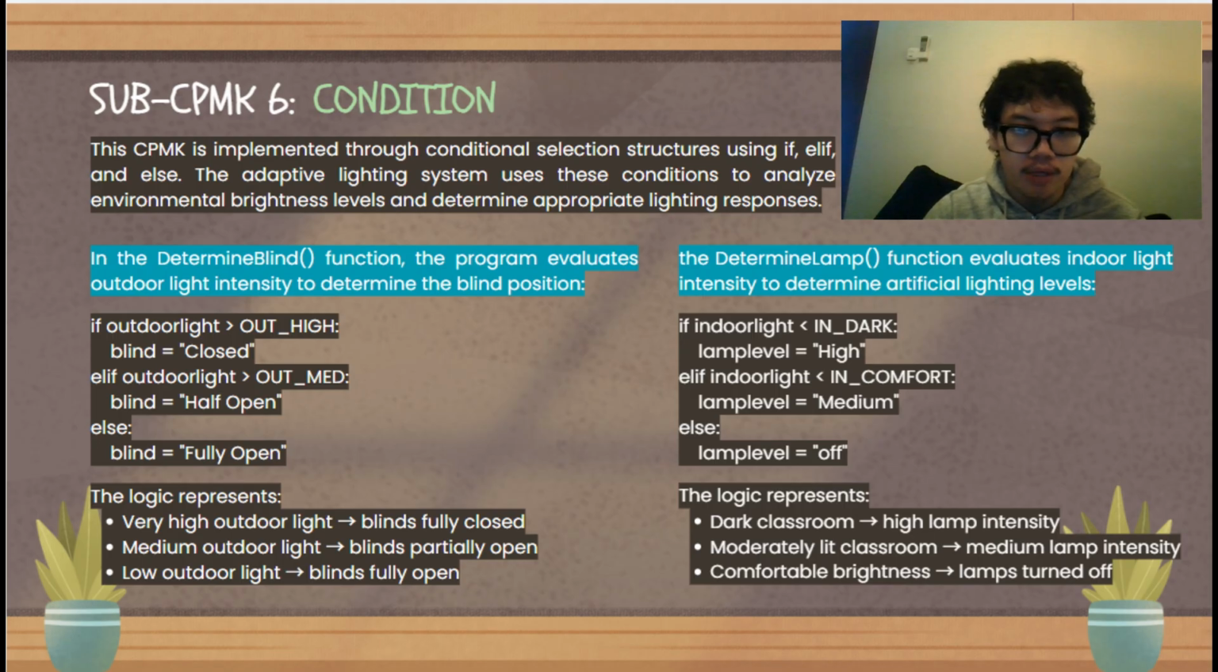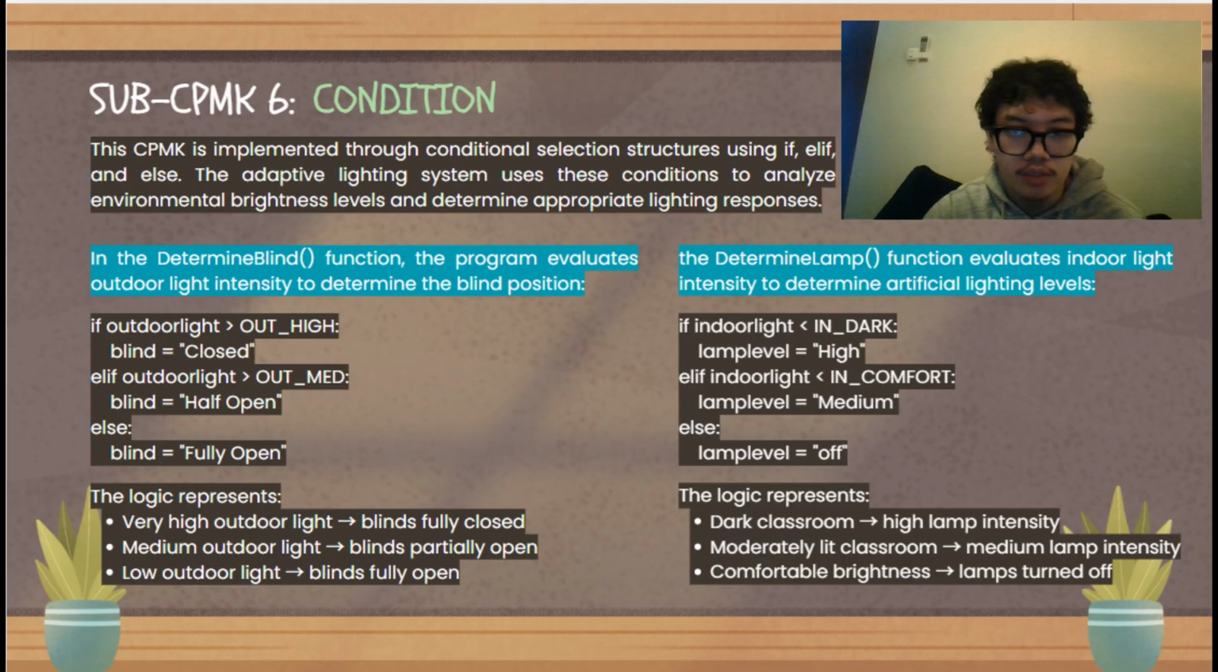First of all, we have the determine_blind function, which evaluates outdoor light intensity to determine the blind position. As I said, we have these parameters set, and if the input meets those parameters in a certain way, then the outcome, which is the blind position, will be set. As shown, if outdoor light is greater than OUT_HIGH, then the blind will be assigned the value closed. Also, if the outdoor light is greater than OUT_MID, then the blind will be half open. Else, if neither of the two previous conditions is met, then it'll be fully open.